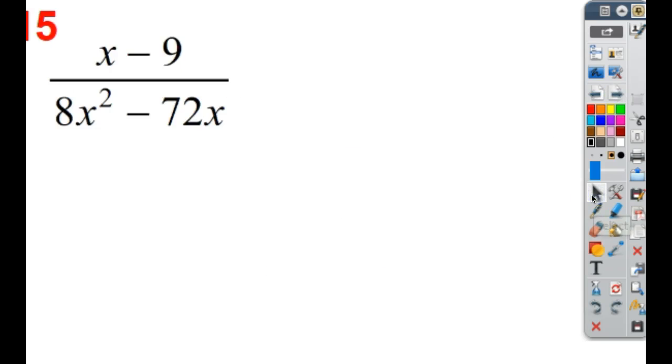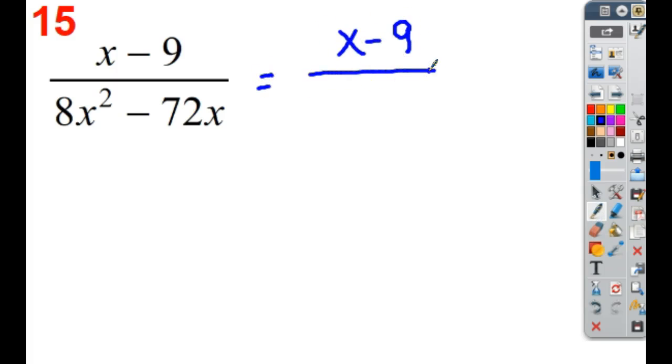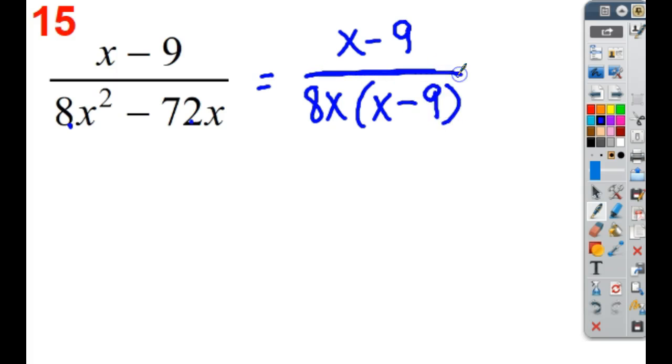This is problem number 15, and so I have an x minus 9. This is going to factor out an 8x. If I take an 8x out of that, I have an x left. 72 divided by 8 is 9, and x is canceled out. Cancel, cancel. This is 1 over 8x.